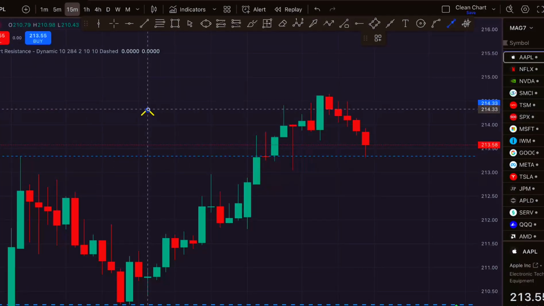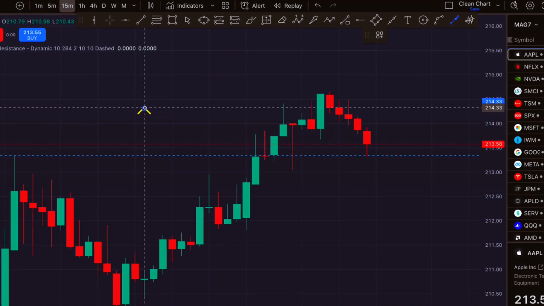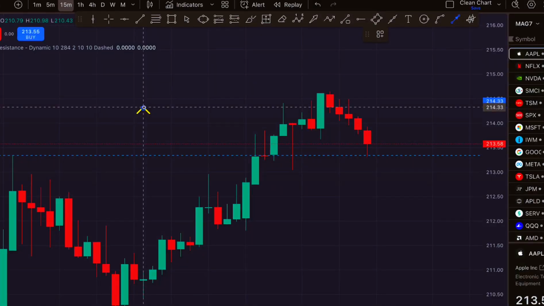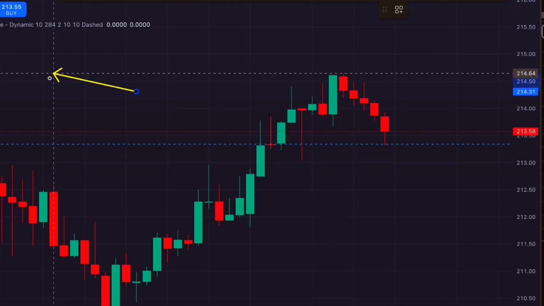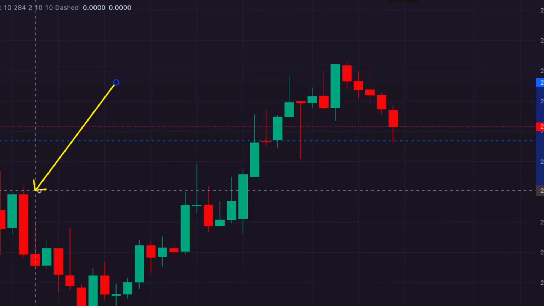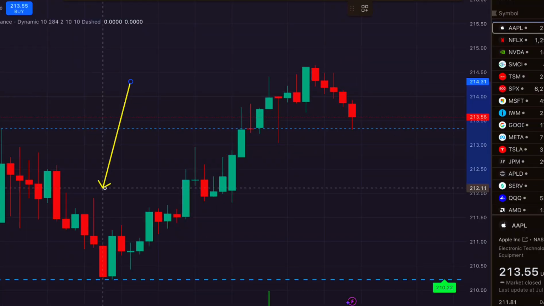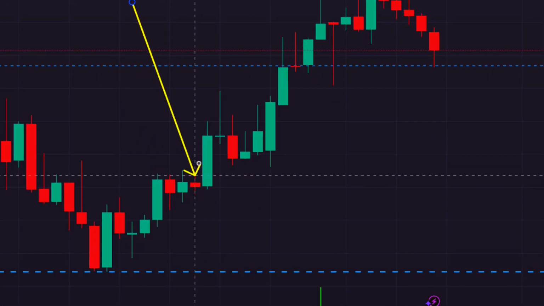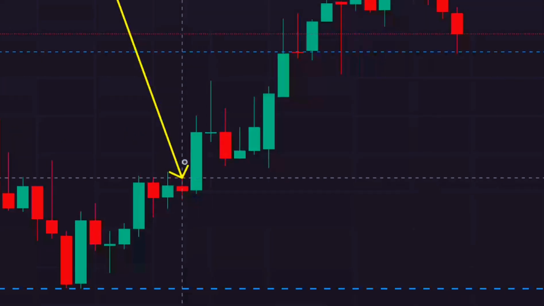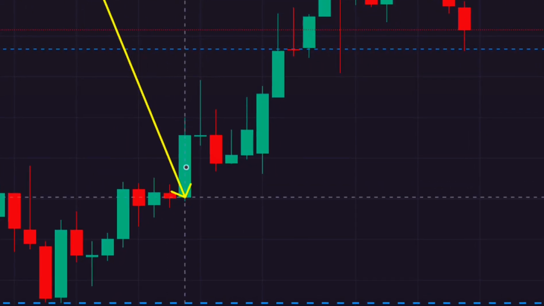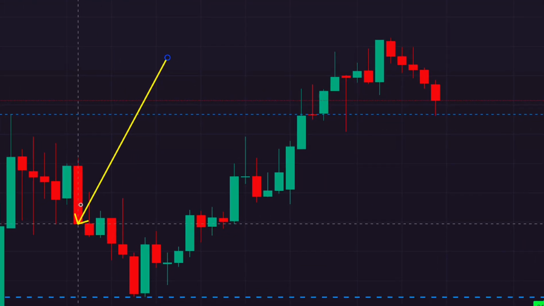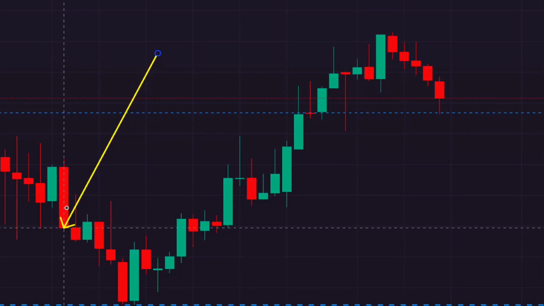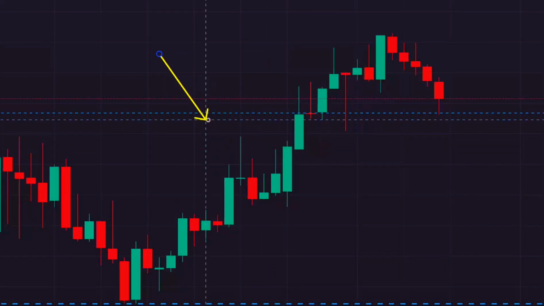The first step is about finding the first big candle. As soon as the market opens, go to the 15-minute chart. Look for a candle that stands out. The candle is either very green or very red down, like this one here. So this could be your manipulation candle.